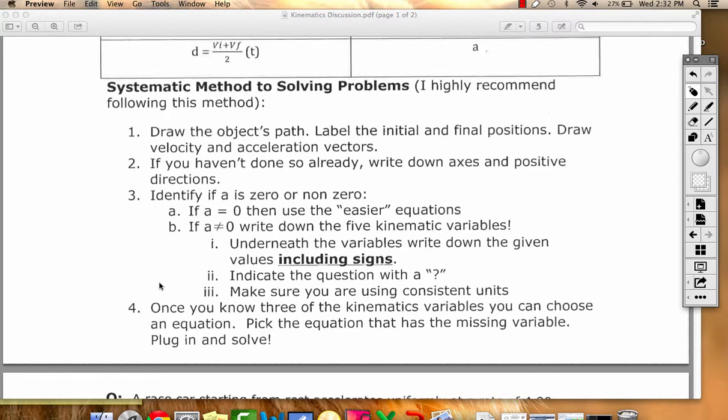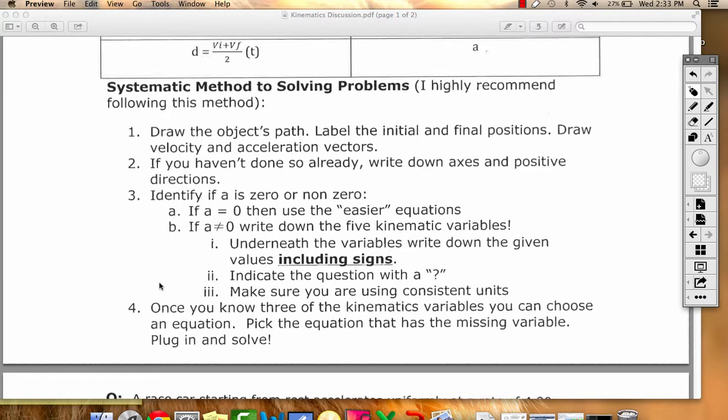The third step is you need to identify if a, being the acceleration, is 0 or not. If it's 0, that's great. You get to use the easier equations that I mentioned above. If you have an acceleration, so a is not 0, you need to write down the five kinematic variables that we talked about in the beginning of this video, and then underneath each variable, write down the given values that the problem gives you, including the sign. And I highly recommend writing positive in front of the positive numbers and negative in front of the negative numbers. It really helps you not lose your signs as you're going through the problem.